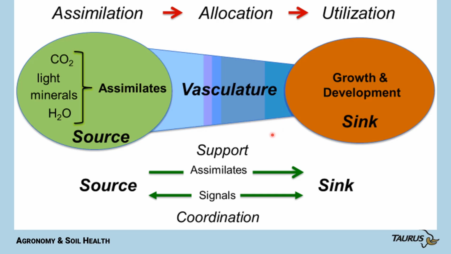We're looking at the concept of source and sink. So the source is the leaves, or it could be the seed in the beginning, but that's where the nutrients and the photosynthates are coming from, and the sink is where it's going. So where's it going to? The seed, into the tissues and the roots.